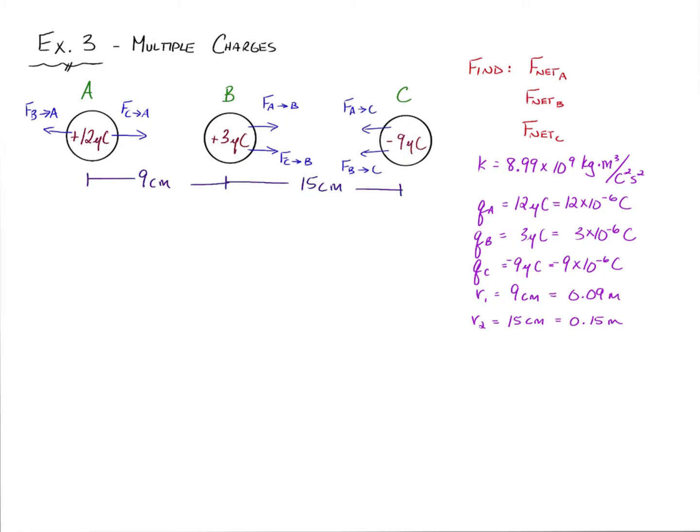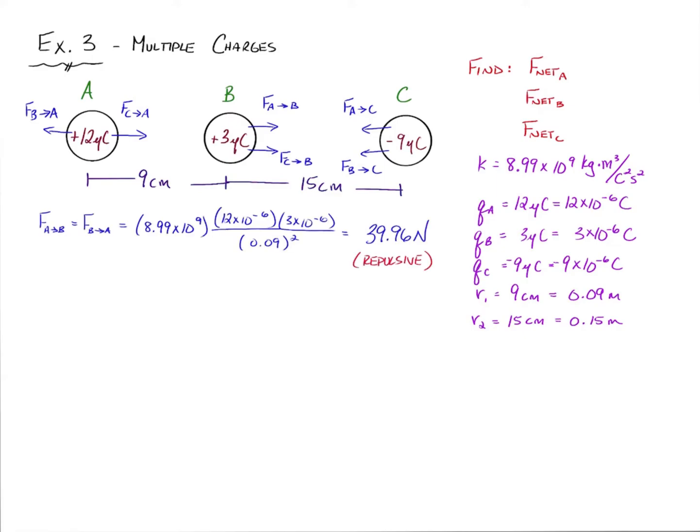And if we do the same for C, well, C is negative, the other two are positive, so both of those will be attractive forces. So you can see here that A is going to attract C to the left, B is going to attract C to the left. And now we have a general idea of what's going on. That's going to help us down the road when we decide whether to add or subtract these forces that we're going to calculate in a second.